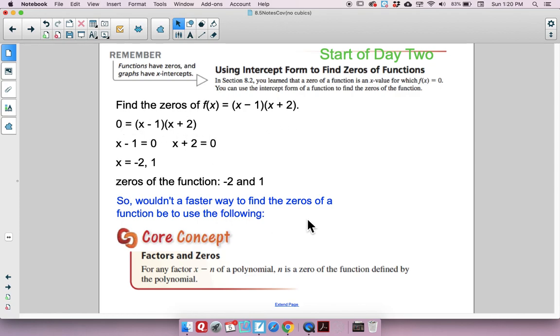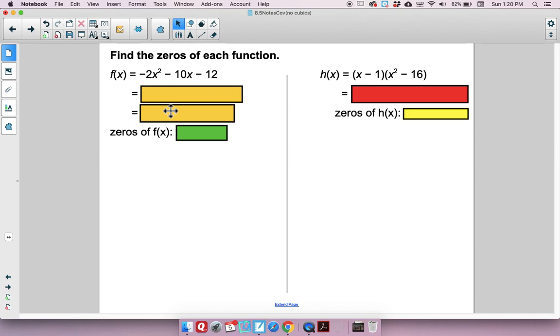So wouldn't a faster way to find the zeros of a function be to use the following? For any factor x minus n of a polynomial, n is a zero of the function defined by the polynomial. It's kind of a lot of words and letters to basically say, okay, what's p and what's q? 1 and -2, right? Notice that if we set each of these equal to 0, isn't that what x is going to equal? Okay, so it's really as simple as that.